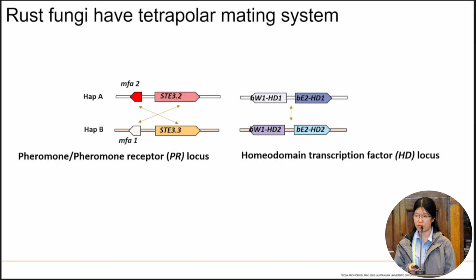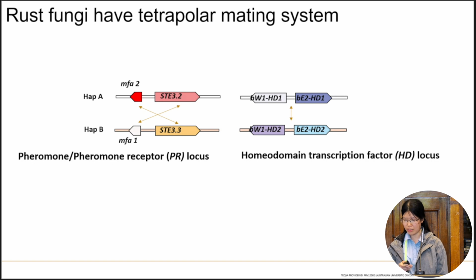Then we're thinking about using the mating type genes. Before talking about the mating type genes, we know the sex of mammals is determined by sex chromosomes. For rust fungi, they don't have sex chromosomes, they have mating type instead. The mating type is determined by the mating type genes.